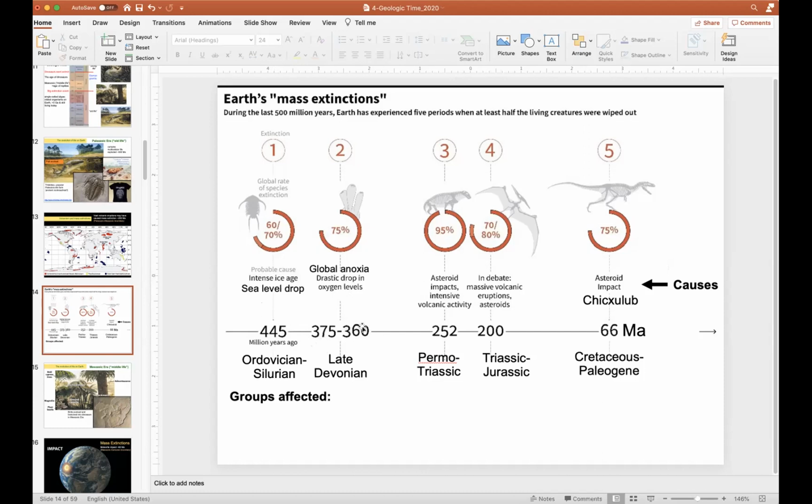This one, 375, 360 million years in the late Devonian. This is an event that killed off a lot of corals. And this is probably related to a drop in oxygen levels across Earth. I don't know what triggered that, and I'm not sure that it's well understood. But these are the current ideas, the best working hypothesis that we've got going. We have a lot of evidence for the Permian-Triassic boundary, that extinction, and for the Chicxulub extinction at 66 million years. So I'll show you some of the Chicxulub anyway.